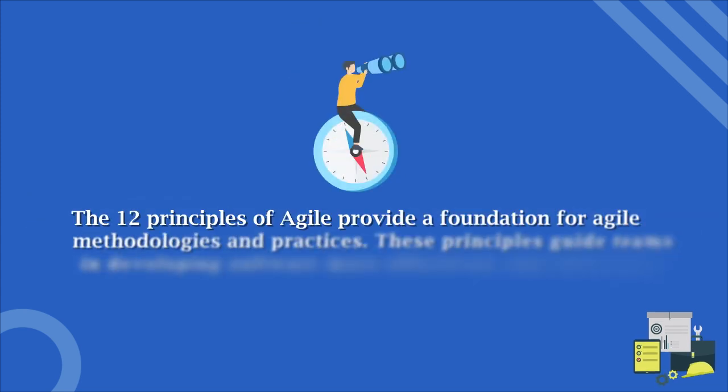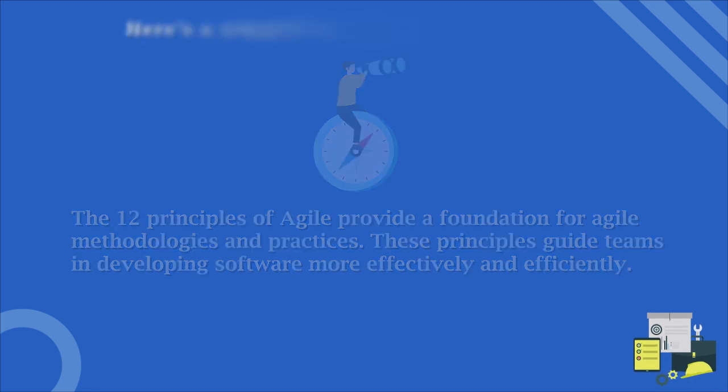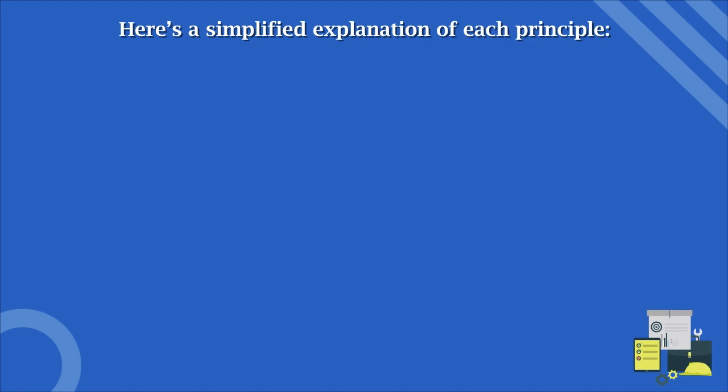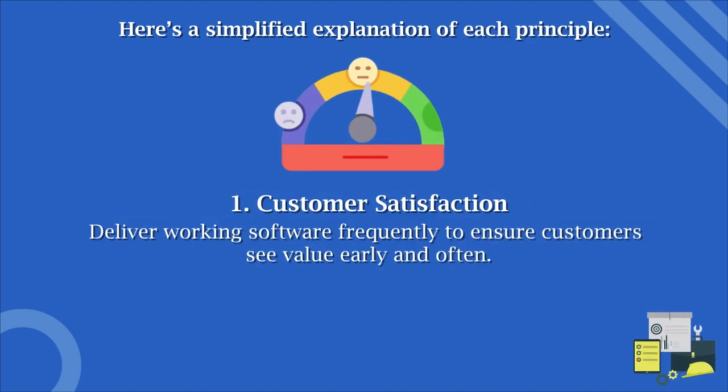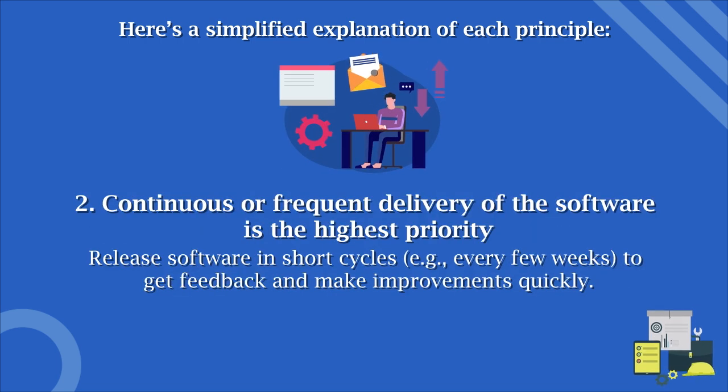The 12 principles of Agile provide a foundation for Agile methodology and practices. These principles guide teams in developing software more effectively and efficiently. Here's a simplified explanation of each principle. Customer satisfaction. Deliver working software frequently to ensure customers see value early and often. Continuous or frequent delivery of this software is the highest priority.